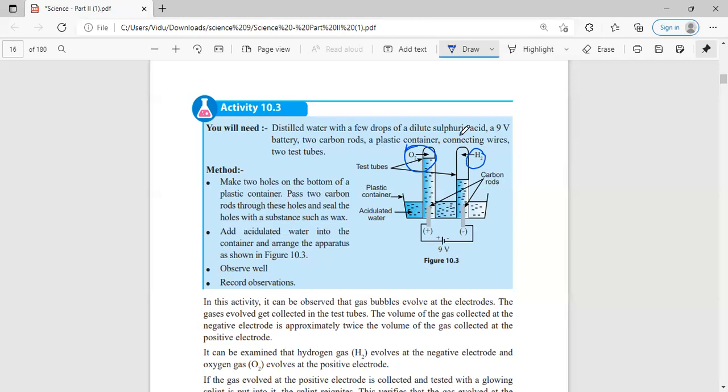Next, we need to confirm this is hydrogen gas. So a lighted splint is put into it. The gas burns with a pop sound. If it is so, it verifies it is hydrogen gas evolved at the negative electrode.